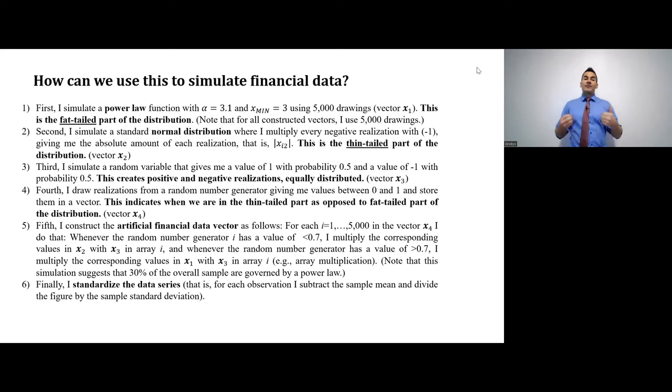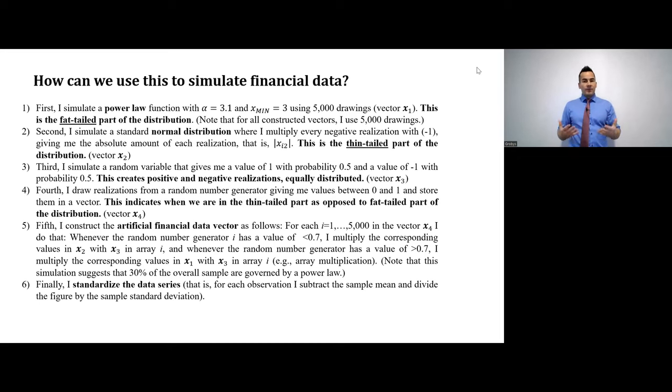The second step is that I simulate a standard normal distribution where I multiply every negative realization with minus 1, giving me the absolute amount of each realization. And this is the thin tail part of the corresponding distribution. Again, I use 5,000 drawings, and I store these 5,000 drawings in the vector which I denote as x2.